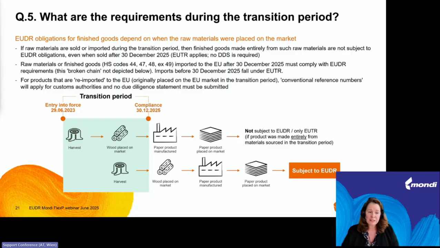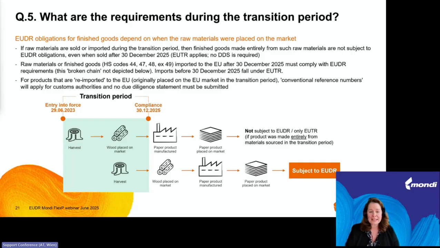For any raw materials or finished goods that fall into those HS codes that we touched on before, that are then imported to the EU after the end of this year, they have to comply with EUDR requirements. Yeah, imports before the 30th of December would fall under, again, EUTR obligations. And any products that are brought back into the EU, so re-imported, they were initially in the EU, sold or traded outside of the EU and then come back in.